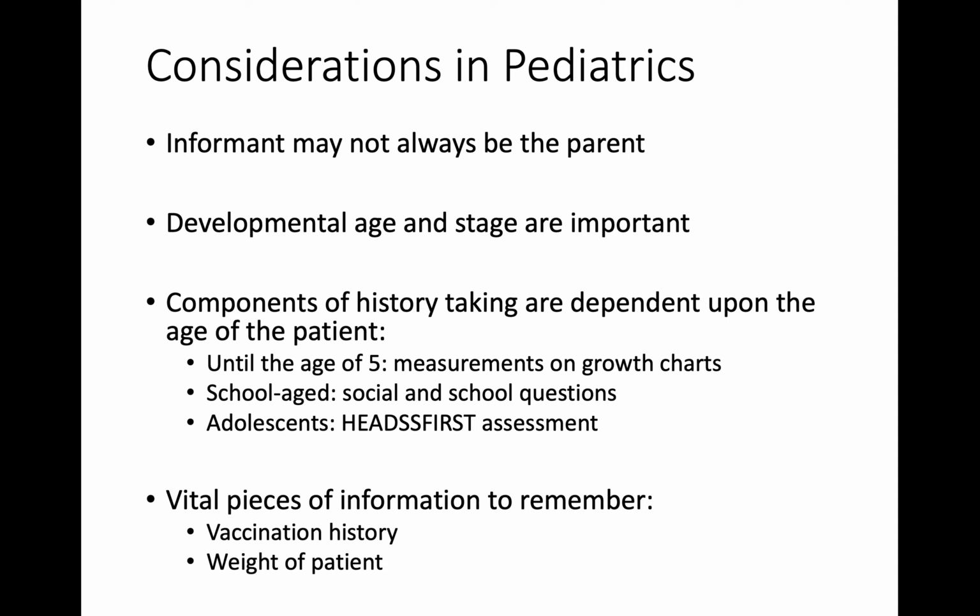So there are a few vital pieces of information to remember if you are given a patient in pediatrics. The first is remember to always elicit the vaccination history. And then finally, always get the weight and the height of your patient. More importantly, the weight. You want to make sure that that is one of the first things you think of and the first things you ask when you are doing this pediatric case.